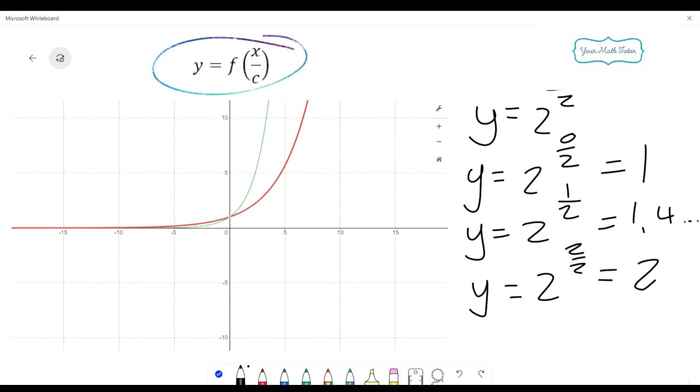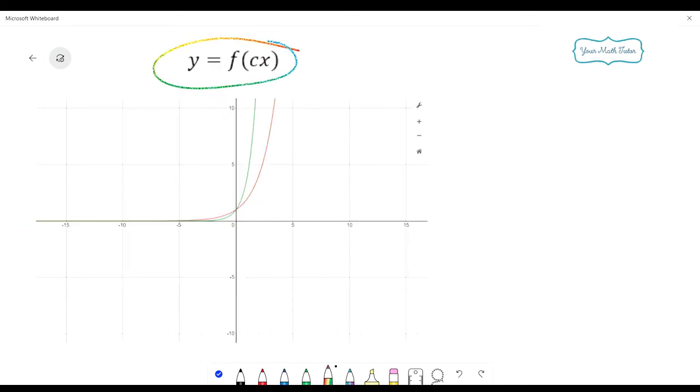Alright, so let's look at our values on the graph. For x equals 0, it hasn't changed, it stayed the same. But y equals 2 has moved from being at x equals 1 to x equals 2. And then y equals 4 has moved from x equals 2 to x equals 4. So what this transformation does to your graph is that it stretches it horizontally. It has a horizontal stretch effect on your graph.